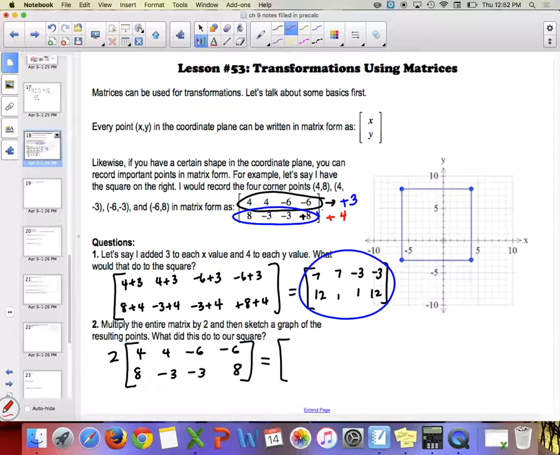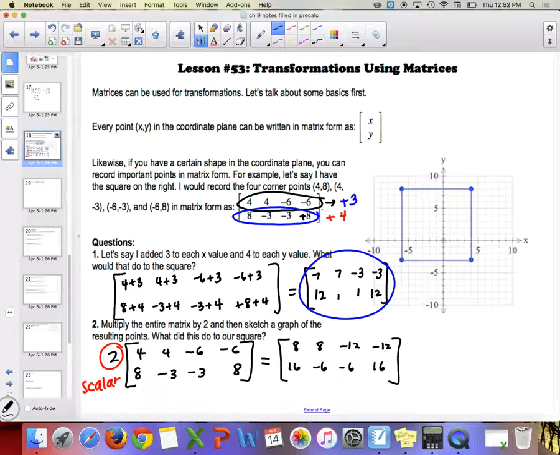And if we have this number out front, it's called a scalar. Do you remember that? And we just multiply the scalar into everything. It's like saying I take our matrix and we add it to itself. All right, so when we do that, we get 8, 8, negative 12, negative 12, 16, negative 6, negative 6, 16.